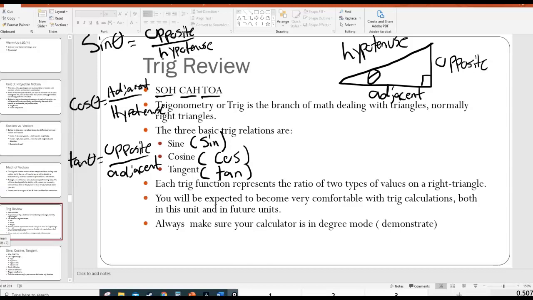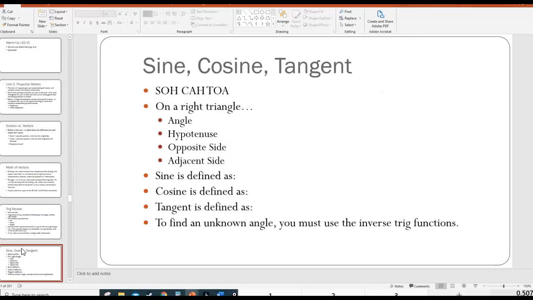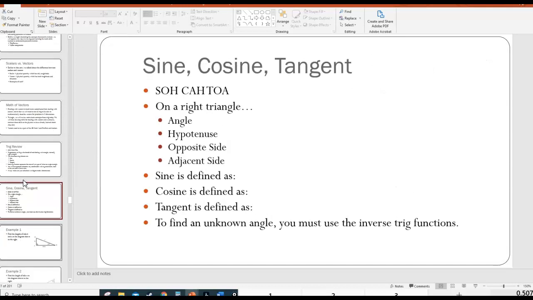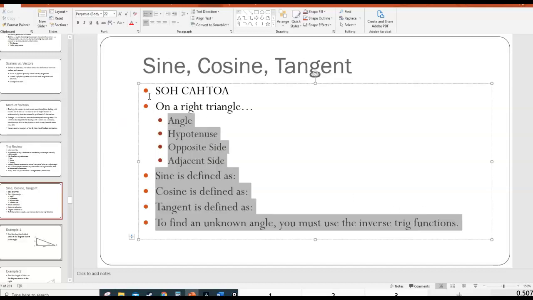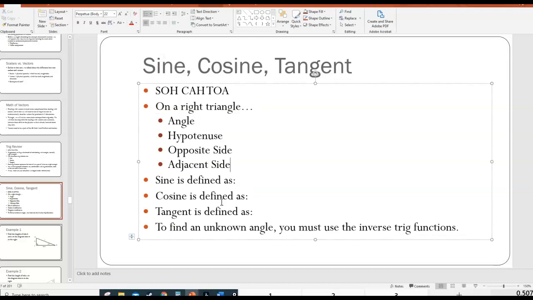Okay, so I'm going to erase this. And the only other thing, I think I've talked about everything on here before. The only other thing you might want to make sure that you add to your notes is that last bullet point here. To find an unknown angle, you must use the inverse trig function. Okay, and so let me explain what that means.